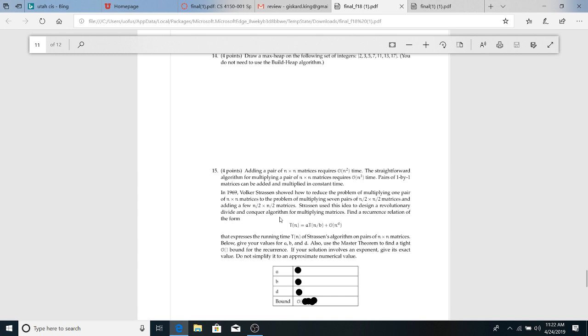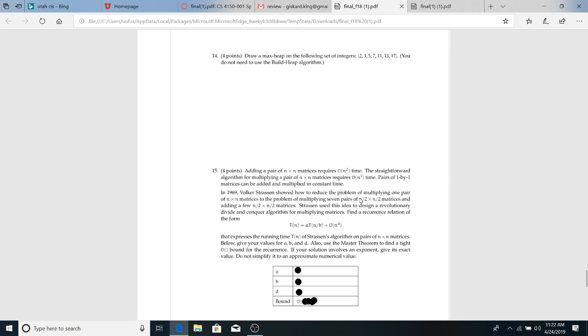And so the idea is, what is A, B, and D? All right, so A is 7, right? Because we're going to do this 7 times. B is 2, right? Because we're halving the problem every time. And D, this one's not quite as clear, but notice how they say at every level they're going to add a few matrices together, and the cost of adding matrices together is n squared, right? So D should be 2.